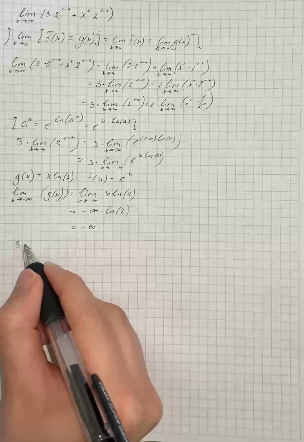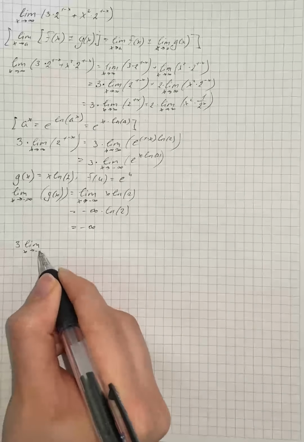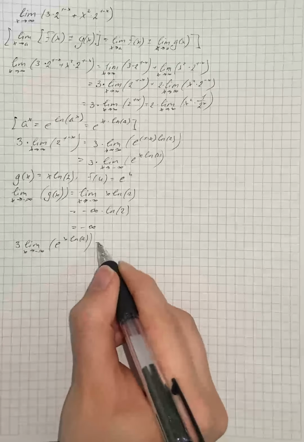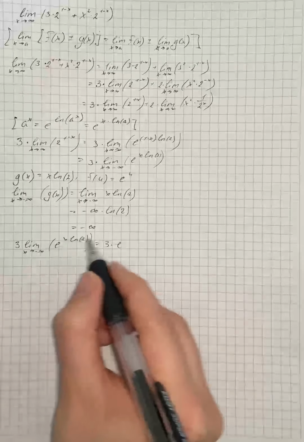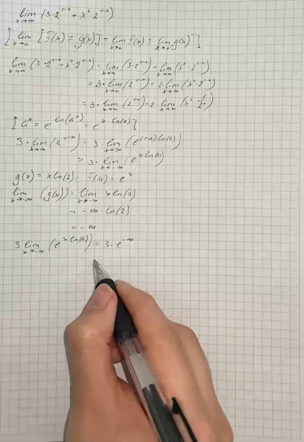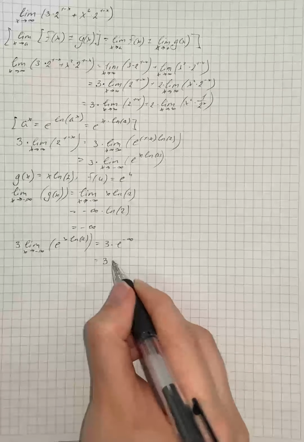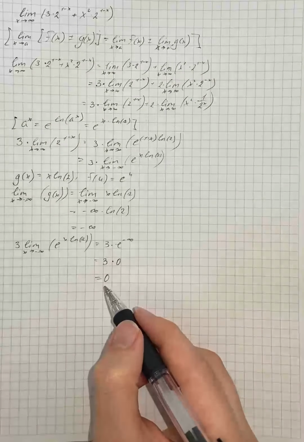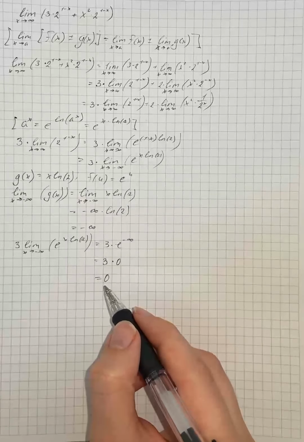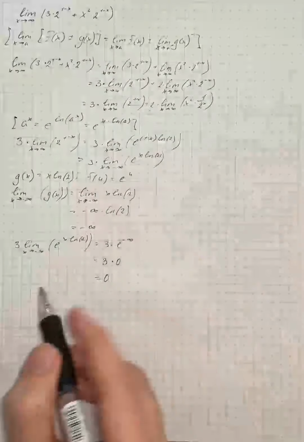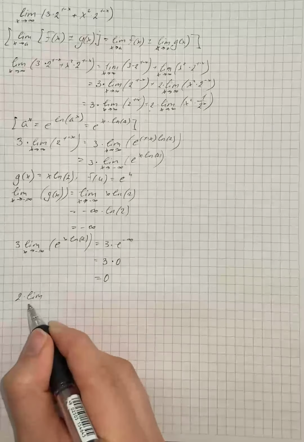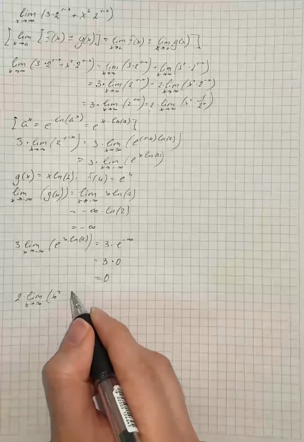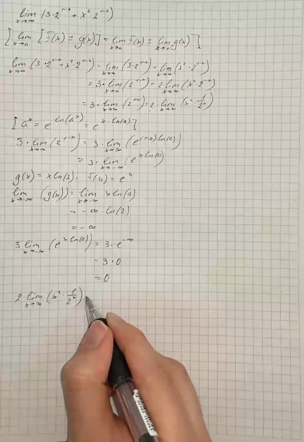Therefore, 3 times the limit of e to the power of x natural log of 2 equals 3 times e to the power of negative infinity, or 3 times 0, and that equals 0. So now we're going to find the second limit. So that's 2 times the limit as x approaches infinity of x squared times 1 over 2 to the x.